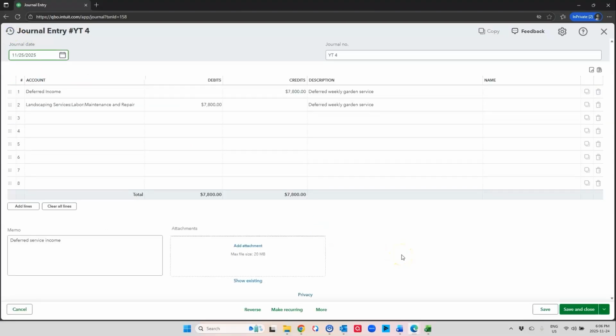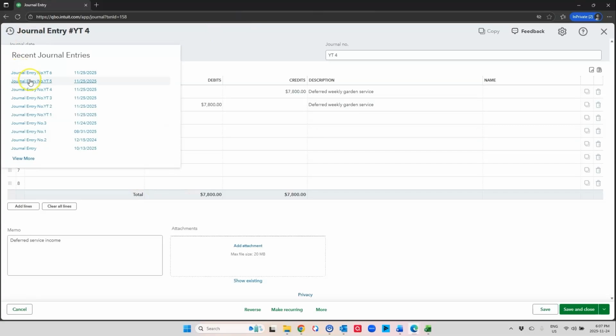This is another typical entry, and this is deferred income. I'll show you in a moment why we've done this, but we have taken an income category and we've debited it, which must mean we're reducing our income. So at the top here, we have deferred income, which is a liability account, and we're crediting that. And what's our next journal entry to look at?